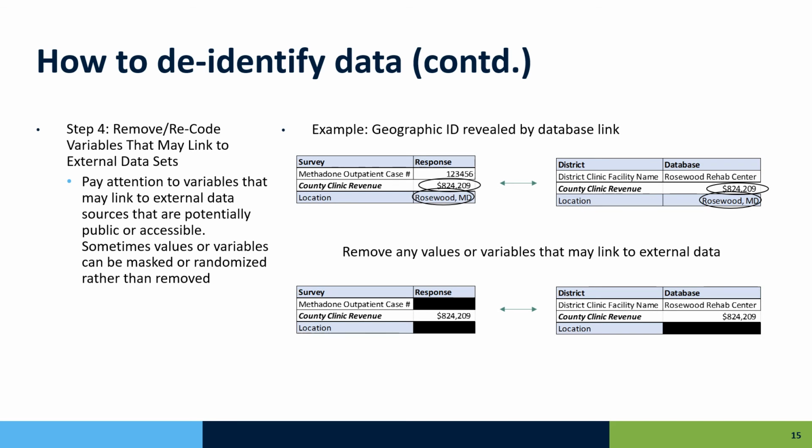Now, the revenue and the location are tied to each other because they correspond with the outpatient case number. What we're going to do is remove both the location as well as the case number, since that case number signifies the patient. We're going to remove the information as well as the location so that there's no connection to either our data or the database, so that they cannot be re-identified to the person.